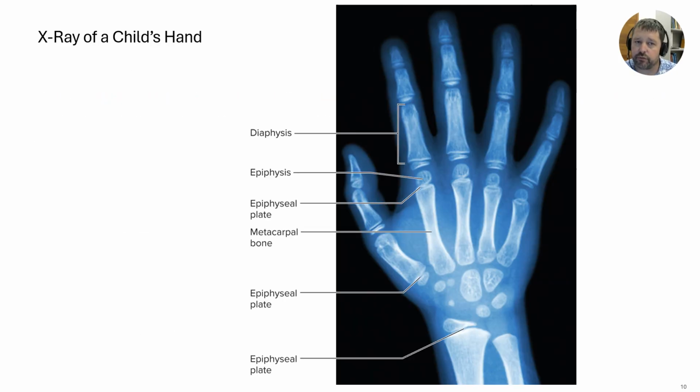So if we take an x-ray of a child's hand, we can see these epiphyseal plates in the hand. If you know what you're looking for, you can tell that it's cartilage and not bone. It's easier to see if there's a little different dye associated with it, but you'll have plates all along the phalanges and all along really every bone.